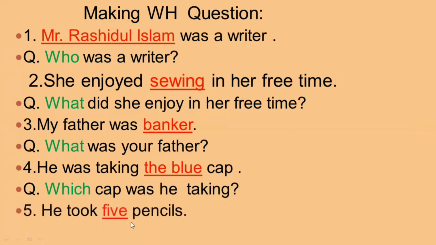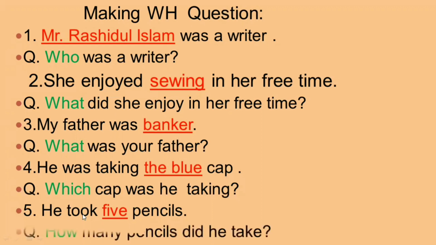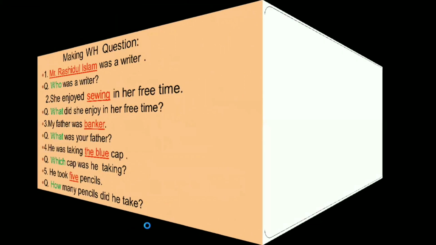Then, he took 5 pens. The underlined word indicates the number of pencils, so you have to write how many pencils. Then there is no auxiliary verb here, so you have to take do, does, did. The verb is in the past tense, so you have to take did as an auxiliary verb. So how many pencils did, then the subject he, then take. How many pencils did he take?